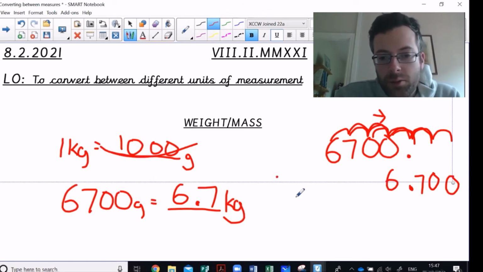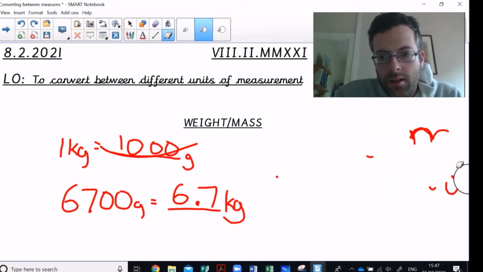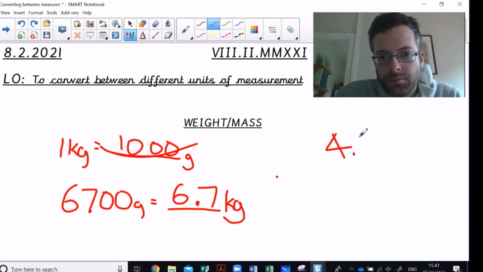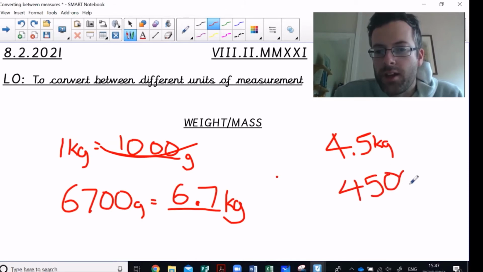And then the other way around would be, I'm not going to do it, but if we had something like 4.5 kilograms, and we were doing that in grams, you would agree that for each kilogram there's 1,000 grams, so I'm multiplying it by 1,000, so I'd end up with 4,500. But don't be afraid of doing the upscaling and downscaling.